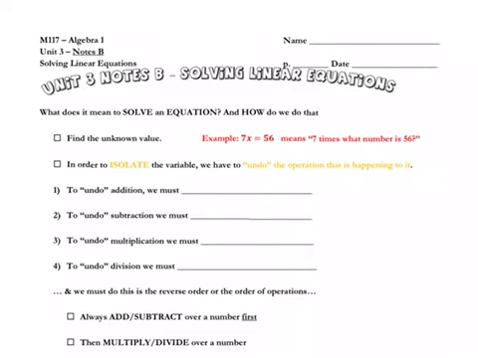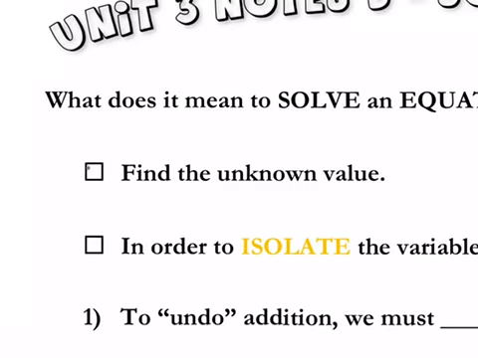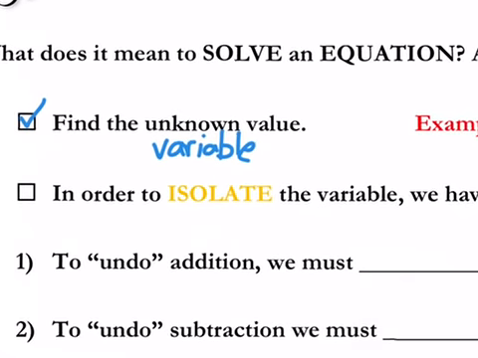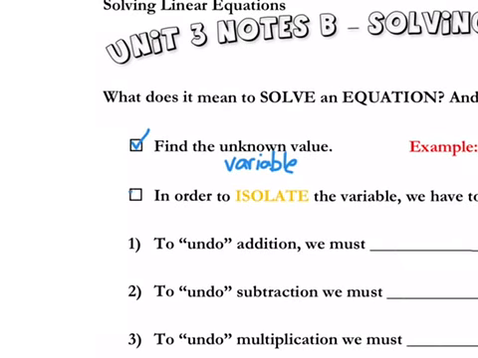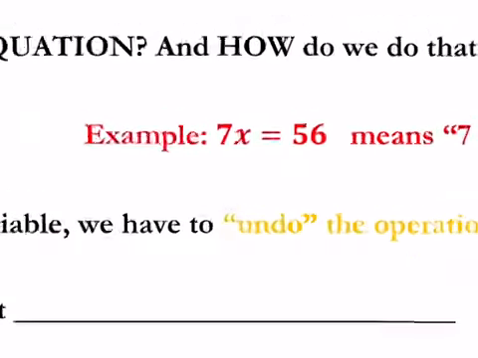These are the notes for Unit 3, Section B. So we're going to be solving linear equations today, and what that essentially means is we're going to find the unknown value, which is the variable, whatever letter that happens to be. And we do that solving by isolating the variable. And in order to isolate that variable, we have to undo the operations that are happening.